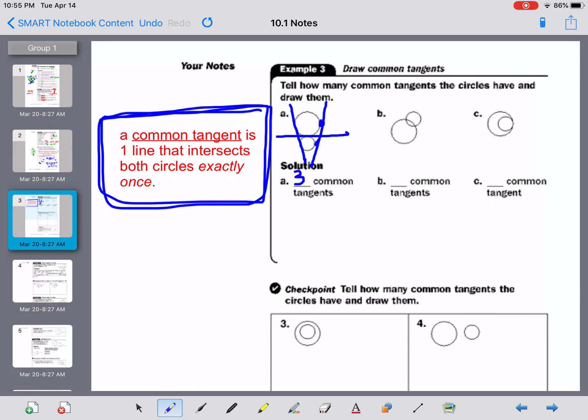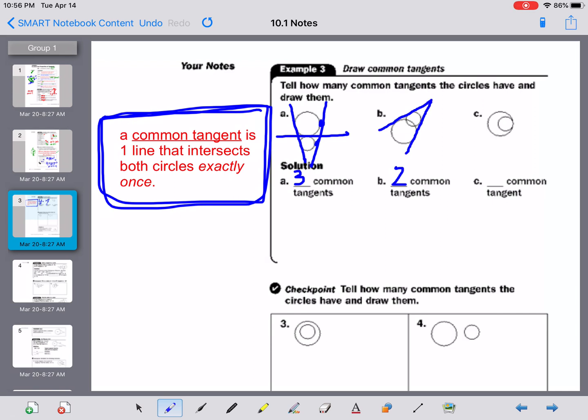B gives me another scenario where I have 2 circles that are overlapping. And so I have a common tangent line. I can't get in between them this time, but I can get one on the outside here, and I can get another on the outside here to give me 2 common tangent lines. So remember, a tangent line touches a circle once. The common tangent touches both circles exactly once.